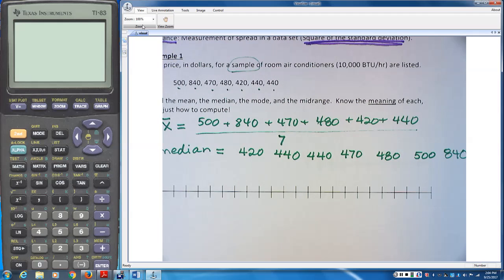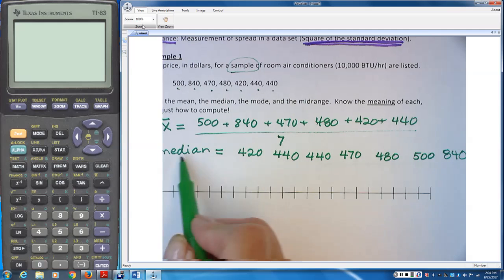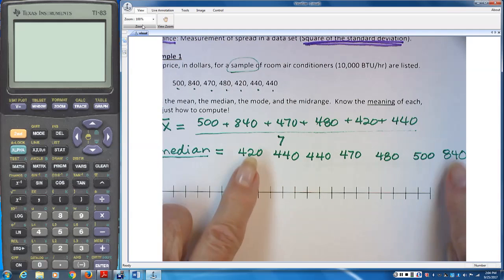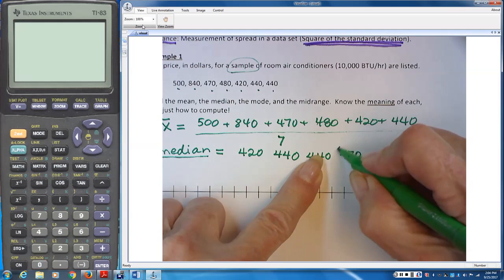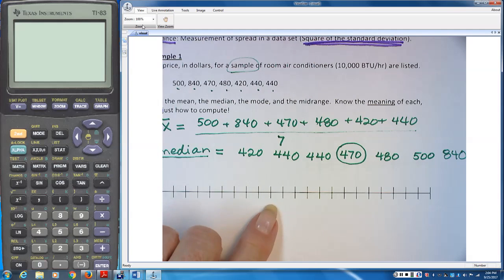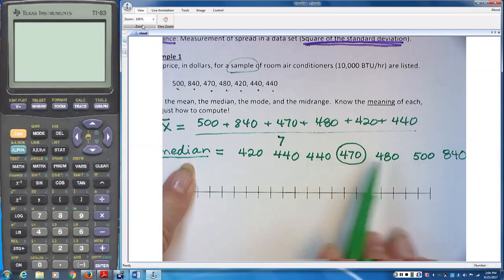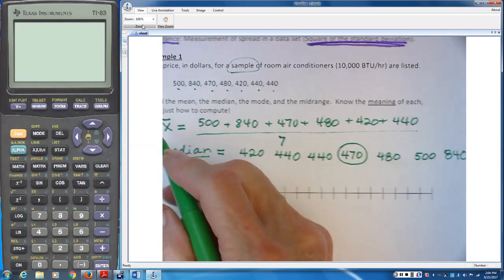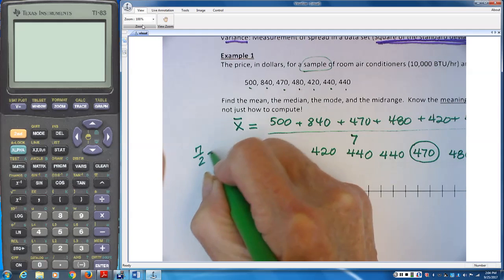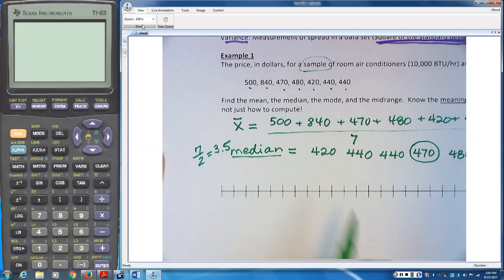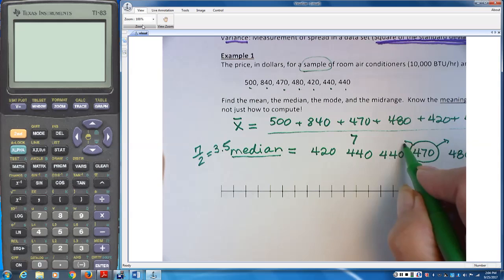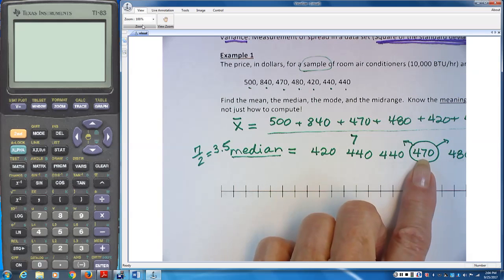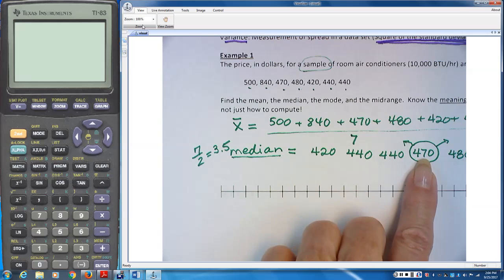So if we're trying to count the middle one, then we go from the ends toward the center, and we find it's 470. Or you count how many data values you have, 1, 2, 3, 4, 5, 6, 7, and know that 7 over 2 is 3.5, which tells me if I go 1, 2, 3, this one actually belongs to the upper half and to the other half. It is the middle. You'd have to round up if you've got an odd number of data values. So it actually would be the fourth data value in a rank ordering scheme.